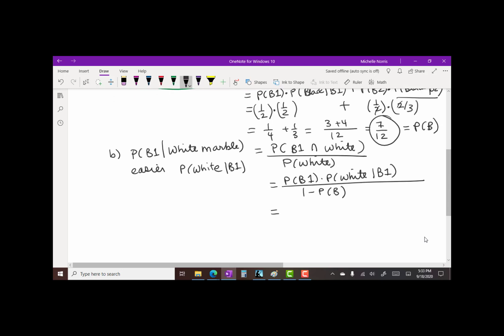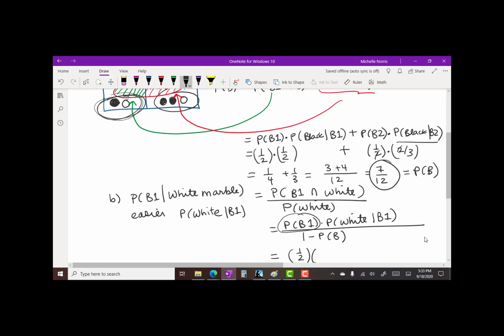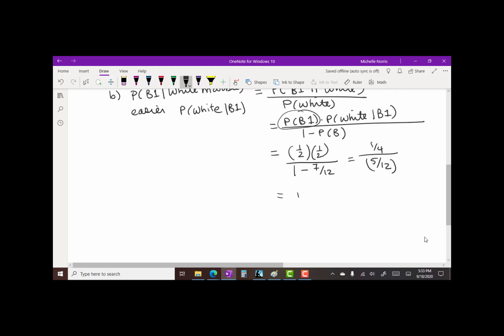Okay, and there's another way you can do that as well. The probability of choosing box 1 then is a half. The probability of a white marble, given I chose box 1, is 1 white marble out of 2 marbles. And the bottom is going to be 1 minus 7/12. So I get 1/4 over 5/12. And if I flip and multiply, I'm going to get 1/4 times 12 over 5. And I can cancel. And I get 3/5.